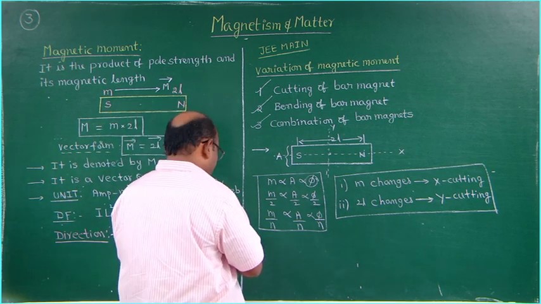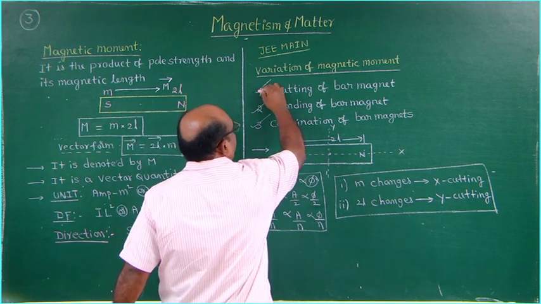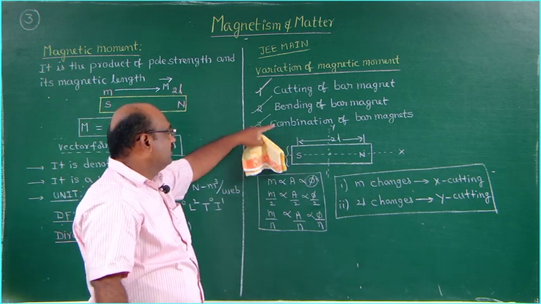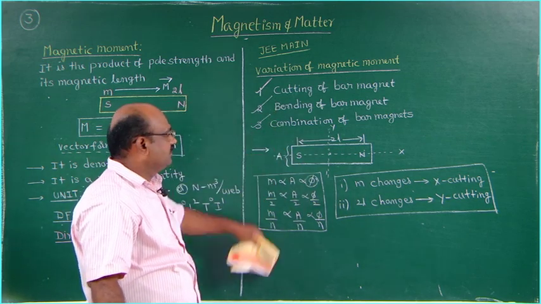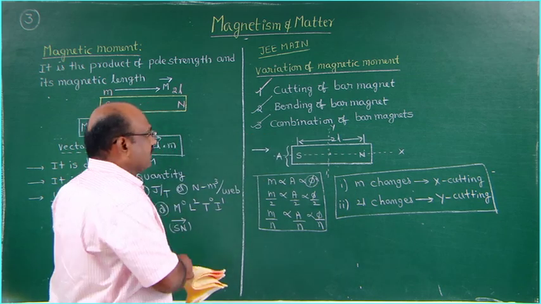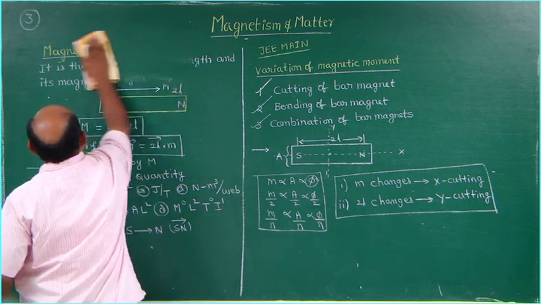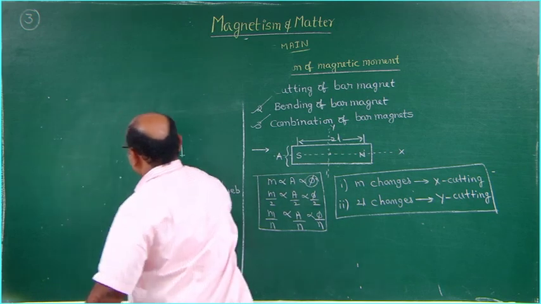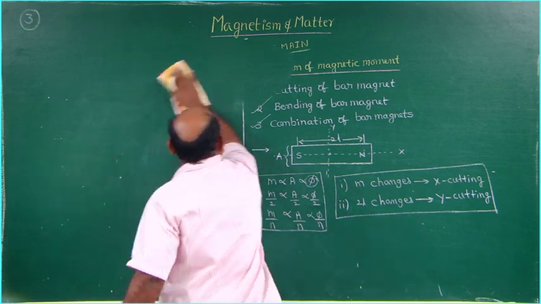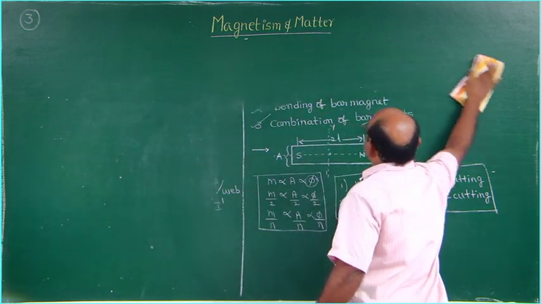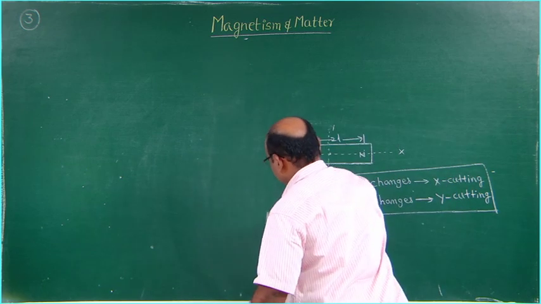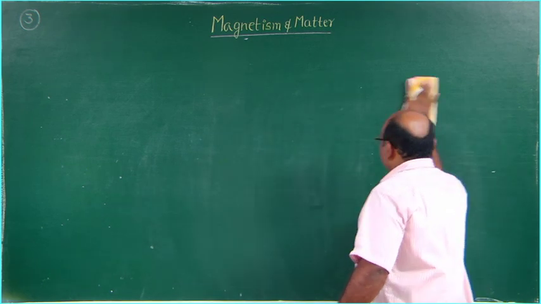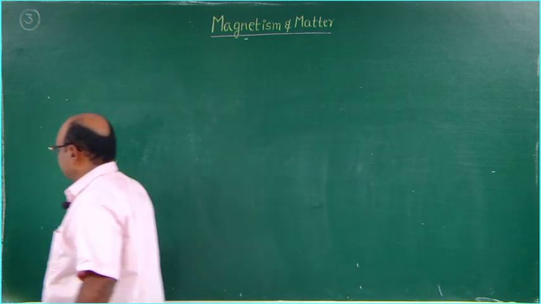Now, let me start the first parameter, cutting of the bar magnet. After finishing that, let us move to bending of the bar magnet and finally combination of the magnets. So, the first one, cutting of the bar magnet. Various cases are there and also different model problems are there. I will explain them one by one.